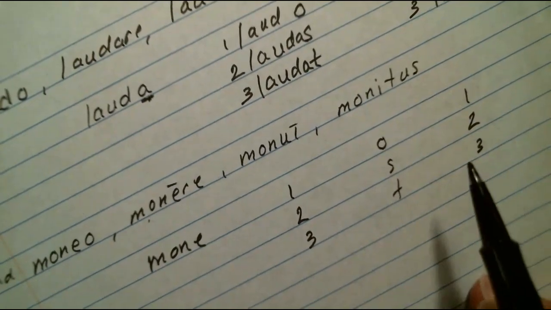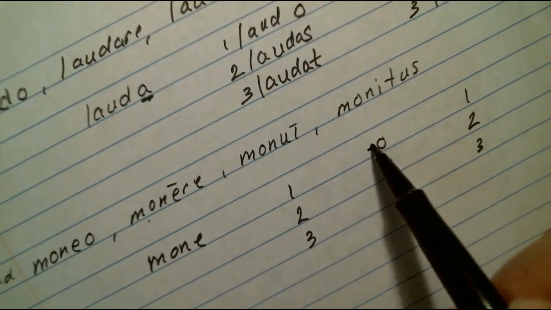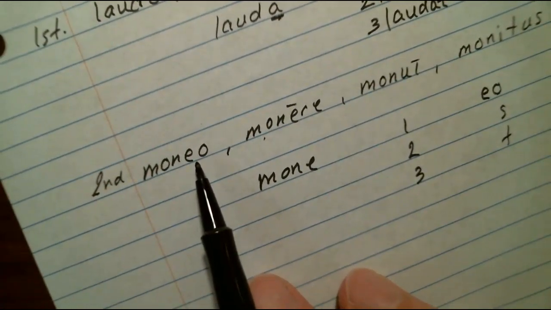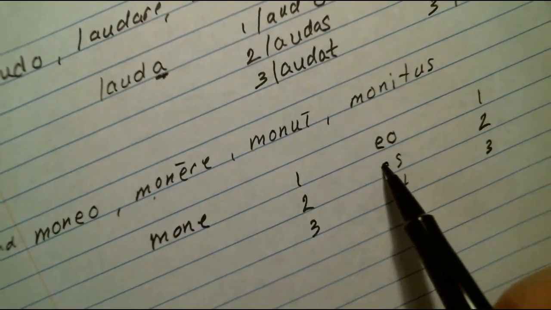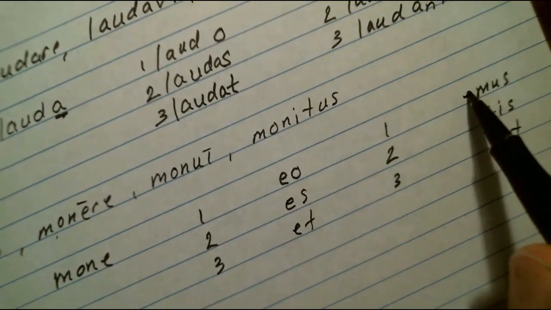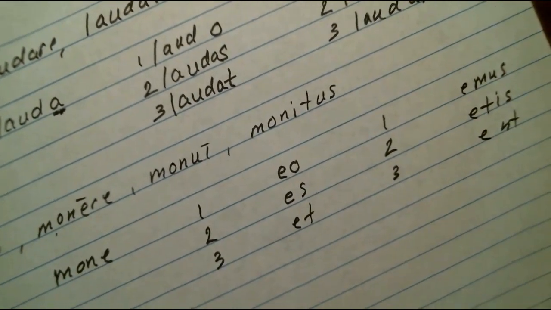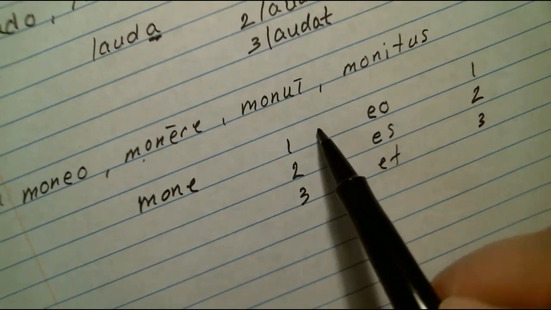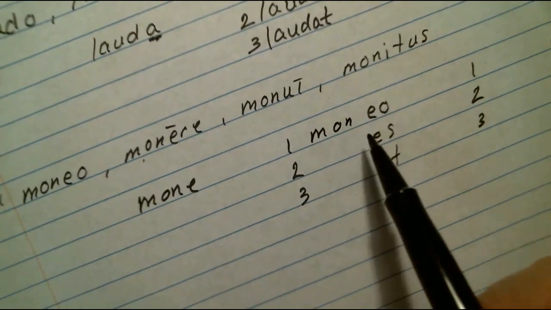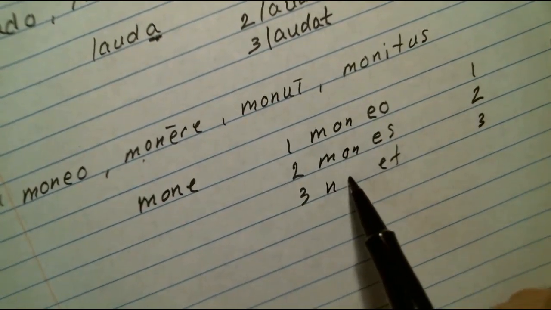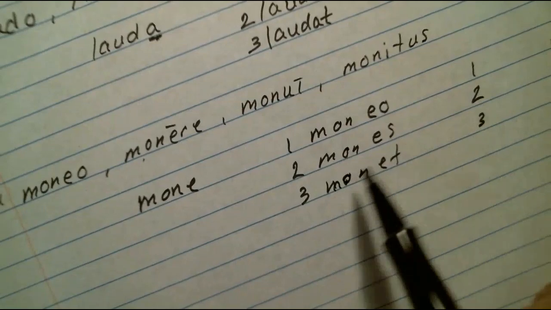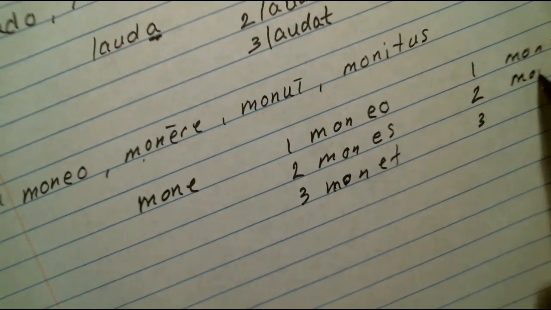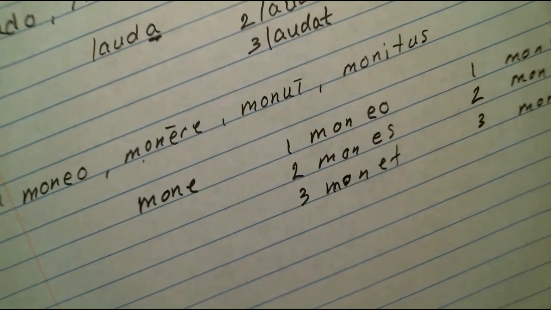Now, unlike first conjugation, in second conjugation you're going to keep that e here. Okay, and then we're going to just put that theme vowel all the way through, just like so. All right, and then we'll put the root of the word in now. Moneo, mones, monet, monemus, monetis, monent. Okay.